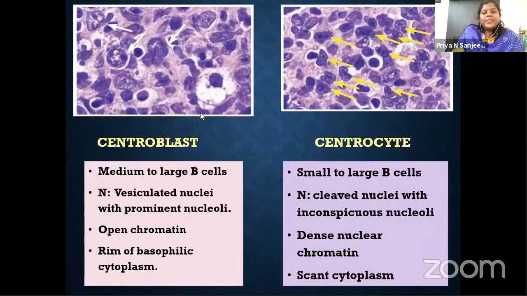What is the difference between a centroblast and a centrocyte? Centroblasts are B cells, which are medium to large in size. The nucleus is vesiculated with open chromatin, and we can see a rim of basophilic cytoplasm, and it has prominent nucleoli. Centrocytes are also B cells, but a little smaller compared to the centroblasts. The nucleus is cleaved, and since the chromatin is dense, the nucleoli are inconspicuous and the cytoplasm is scant.